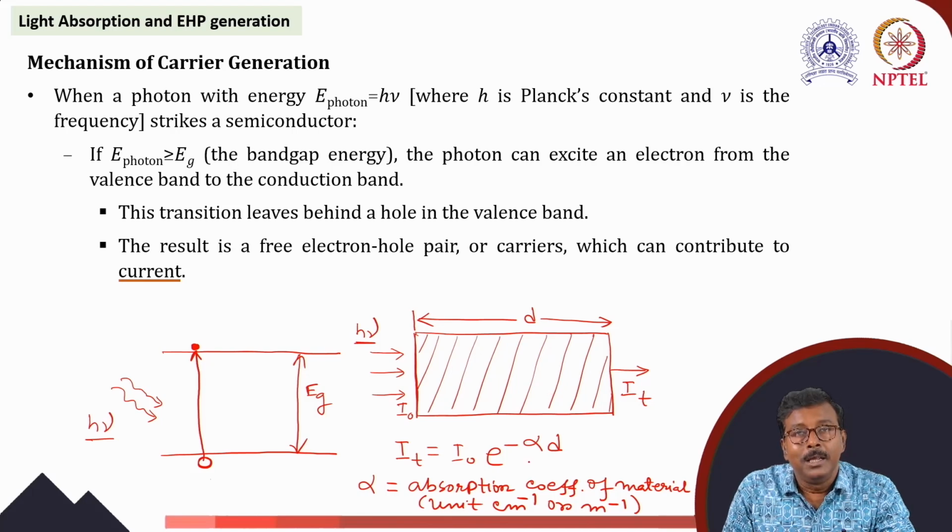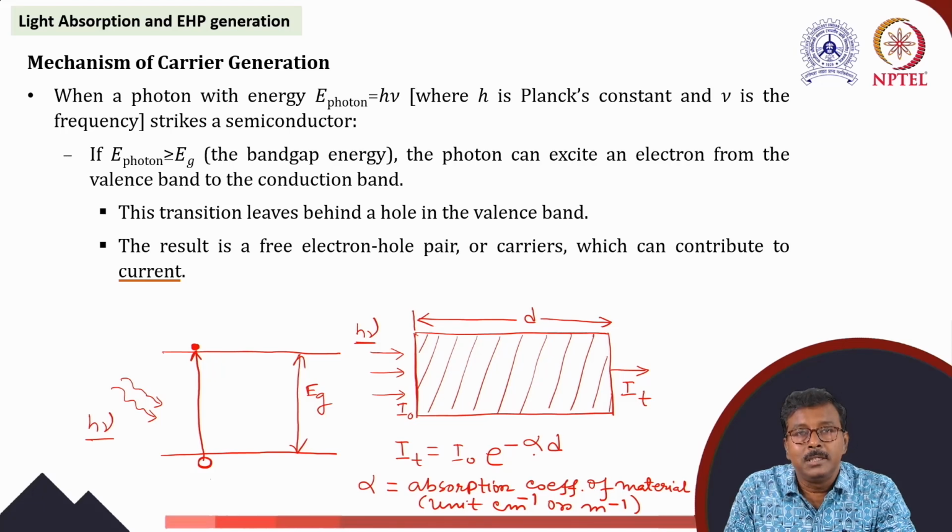So alpha is nothing but a material property. So every material cannot behave in the same manner. Alpha will be different. Not only is alpha dependent on material, for a particular material also, alpha depends on the wavelength of light. So the same material, if it has an alpha value, say 10 to the power 4 centimeter inverse for blue light, for the same material this alpha value may be 10 to the power 5 centimeter inverse for red light.